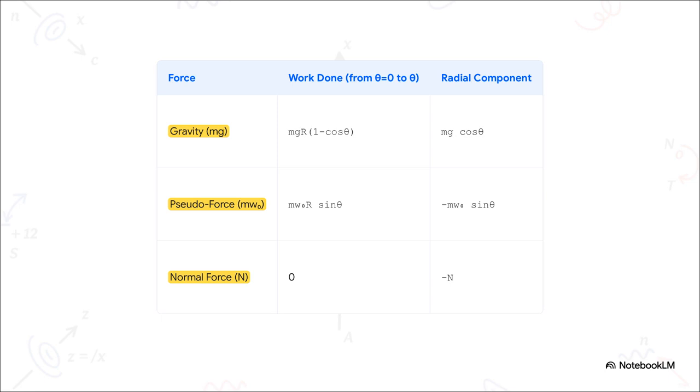For each force, we need two things. First, the work it does as the body slides down to some angle theta. We'll need that for our energy equation. Second, we need its component pointing towards or away from the center of the sphere, the radial component. That's for our force equation. Gravity and the pseudo-force both do work. But remember, the normal force is always perpendicular to the motion, so it does zero work.